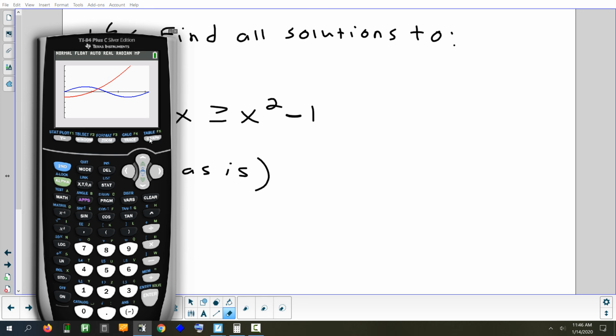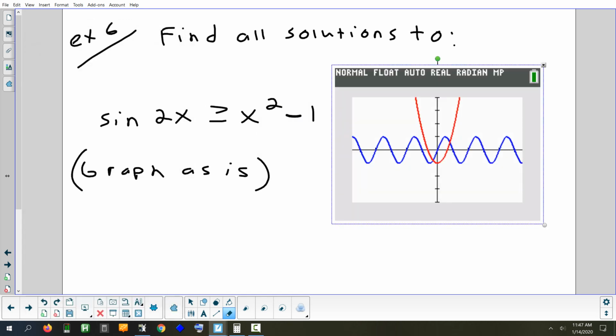So you know what, let's go zoom center. What I did is I just zoomed out so you can see a bigger picture. So you're looking at lots of cycles. Now, we're looking for where the sine wave is above the parabola. Does that happen anywhere? Yeah, it happens inside the parabola, from here to here. Is it going to happen again in another cycle?